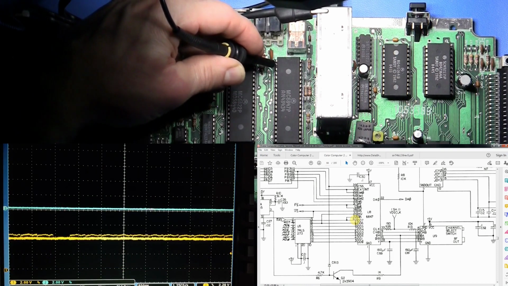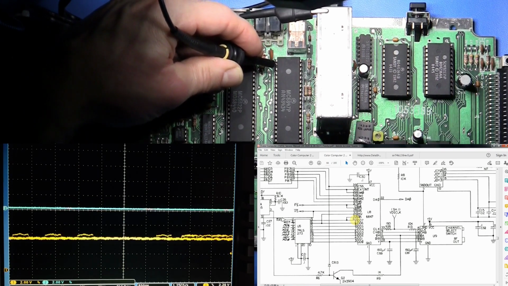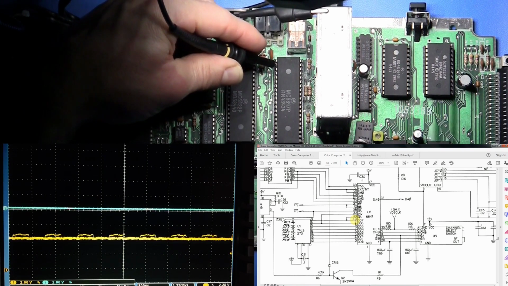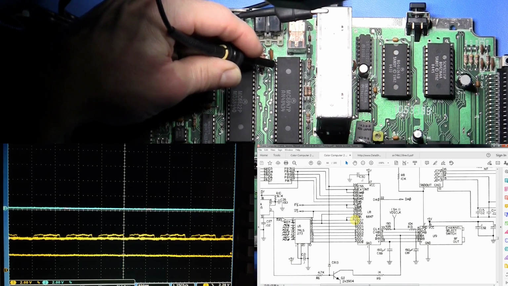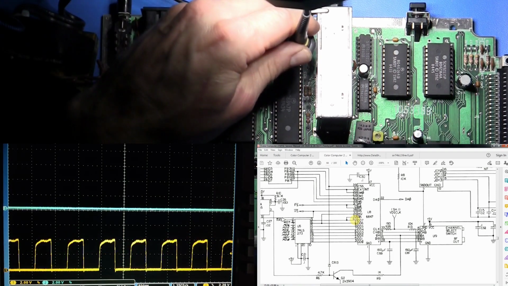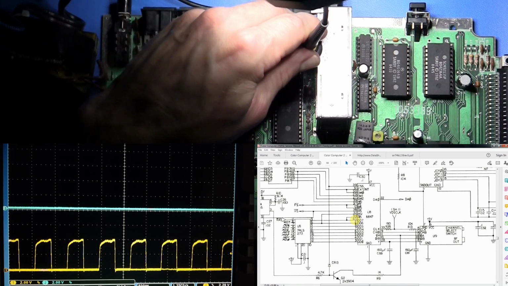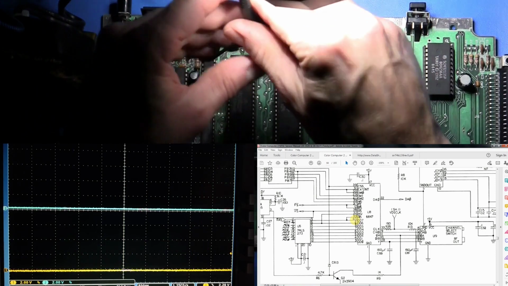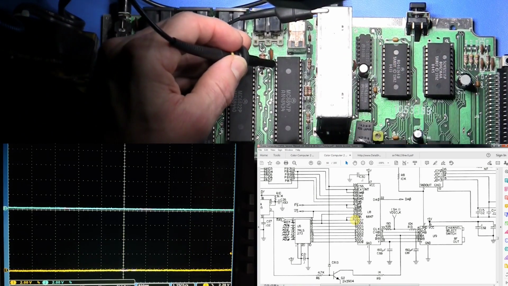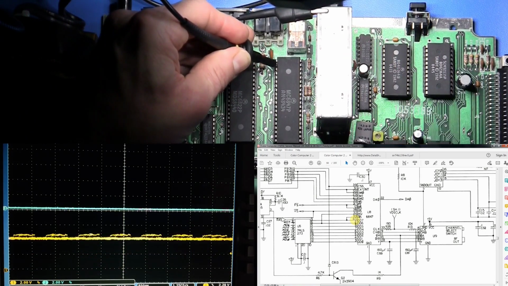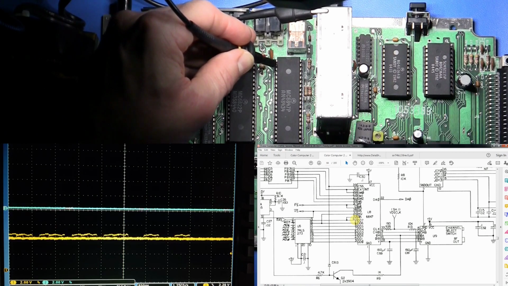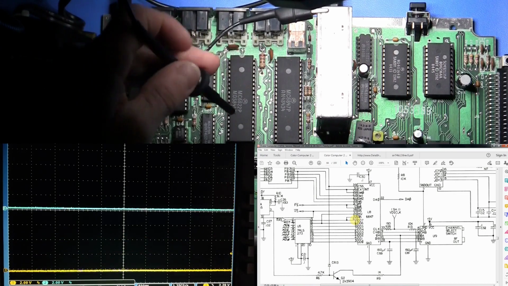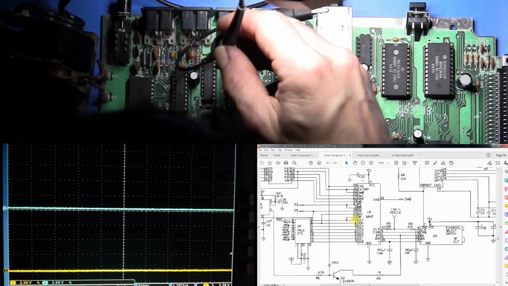DD6 on pin 2, stuck high. That doesn't seem right. And then finally DD7. So DD7 appears good. So just that DD6 looks a little strange there on pin 2. And again, that comes from the 273 latch, pin 6. Let's go look at that one more time.